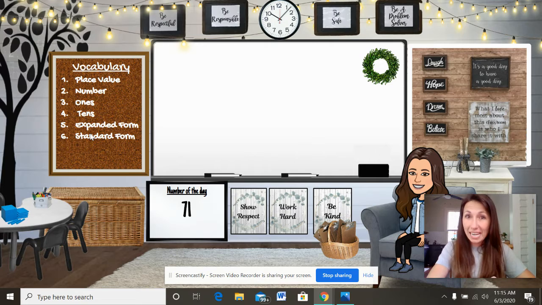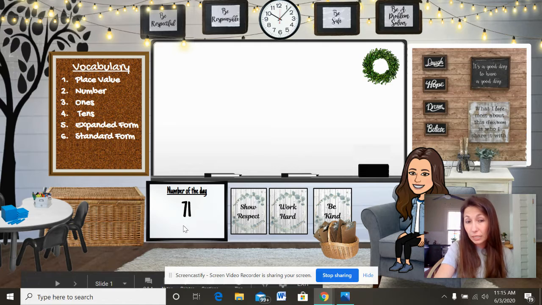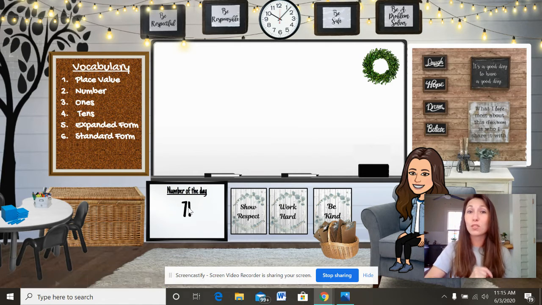Number 6 is standard form. Now, standard just means normal. So when you write a number in standard form, you write it the normal way. So if you look down here, our number of the day is 71. That number is written in standard form. Now, our number of the day is 71.